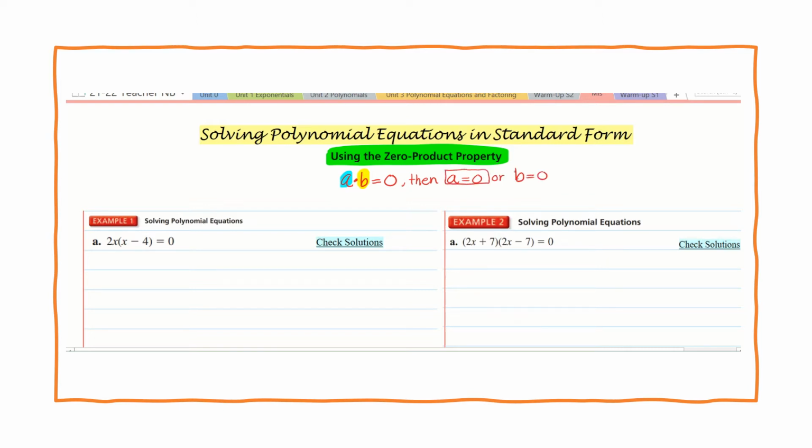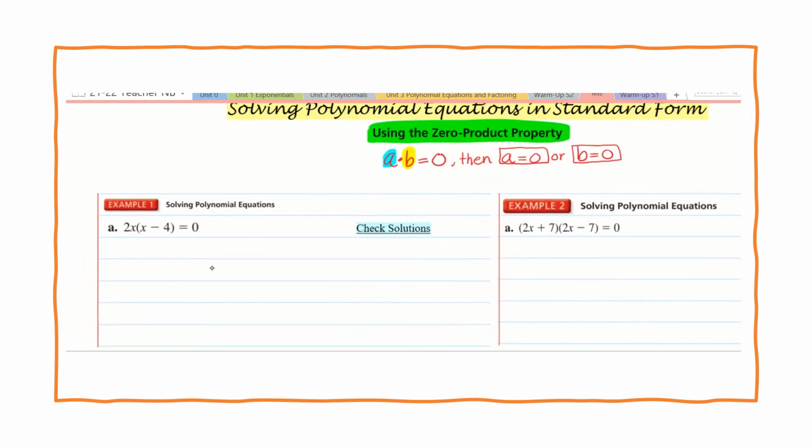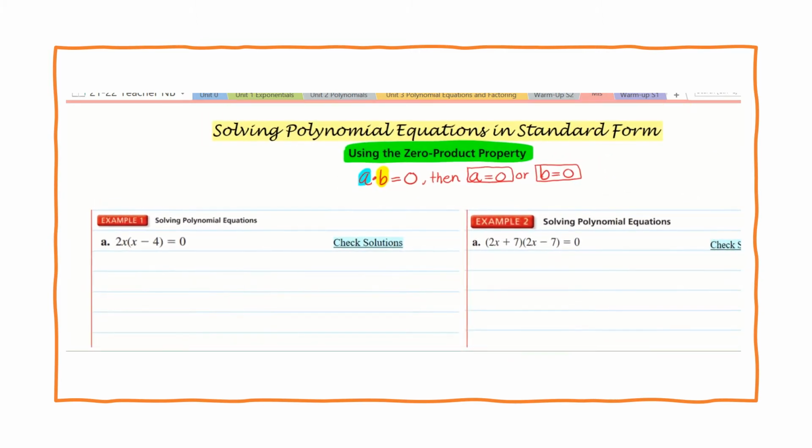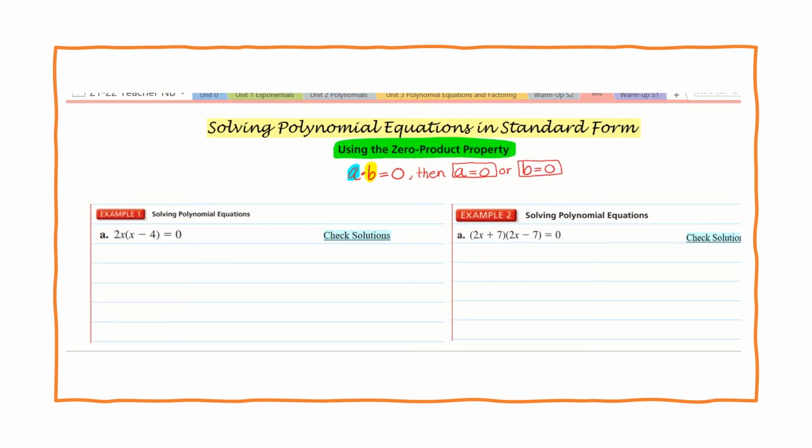So when that happens, the zero product property is telling you that either a has to be 0 or b has to be 0. That's the only way that you would get a result of 0 if you're multiplying two factors. And as I mentioned, these polynomial equations will be in factor form, so you're always going to have multiplication involved here.